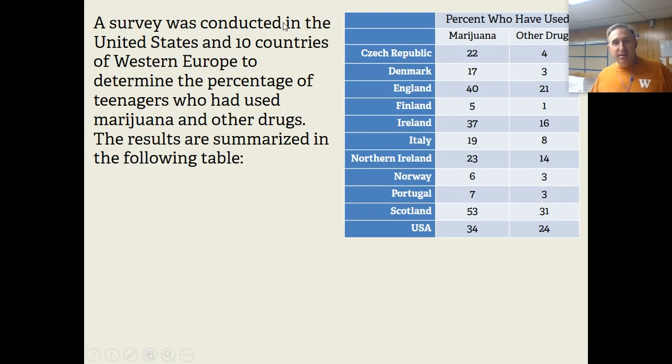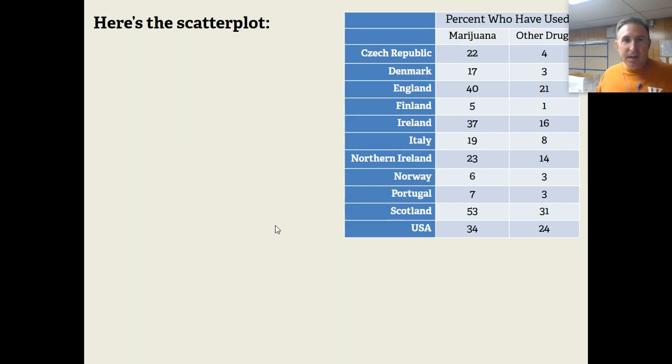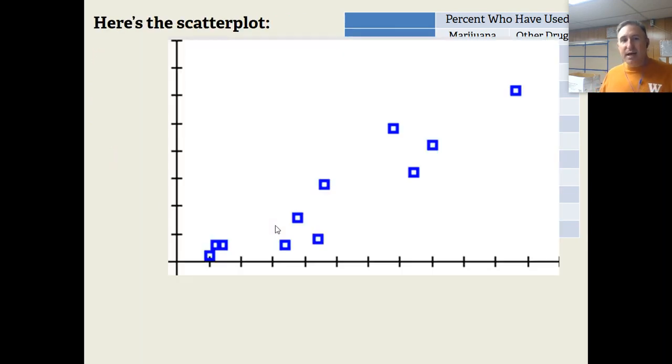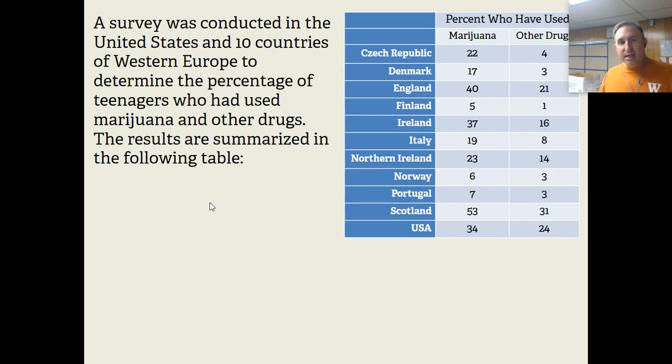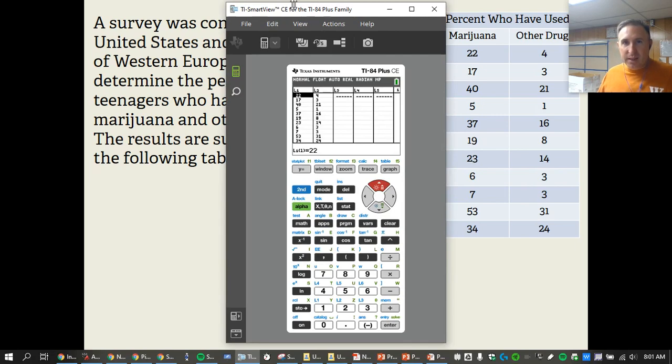A survey was conducted in the United States and 10 countries of Western Europe to determine the percentage of teenagers who used marijuana and other drugs. Results are summarized in the following table. So this is percent who have used either marijuana or other drugs. You need to put that data in your calculator. So what we're going to do is we're going to come up with a scatter plot. But the way we're going to get this scatter plot is on your calculator, you're going to put the data in list 1 and list 2.